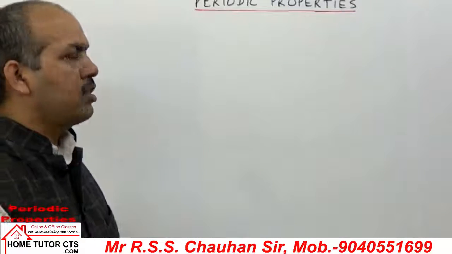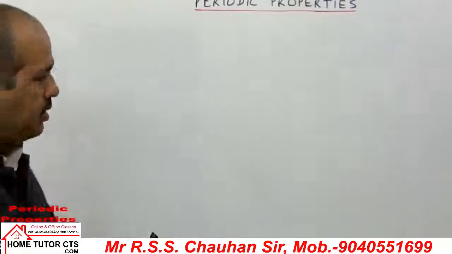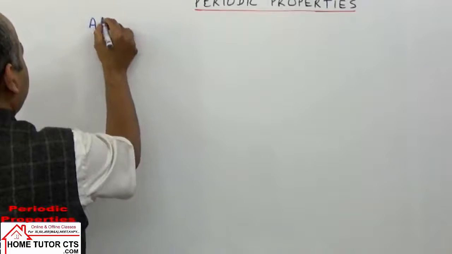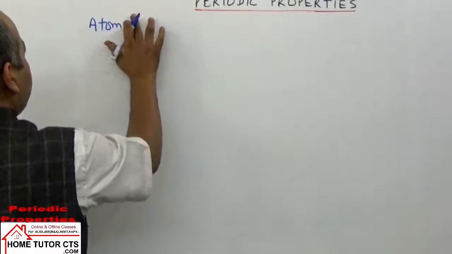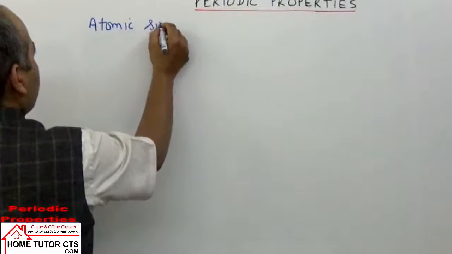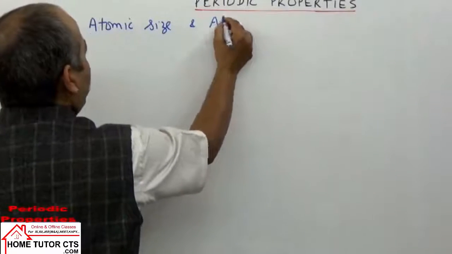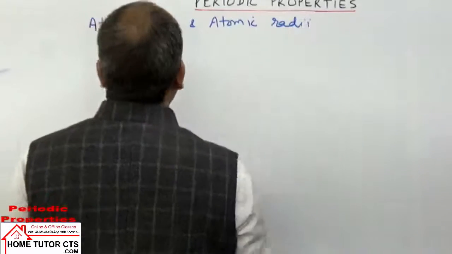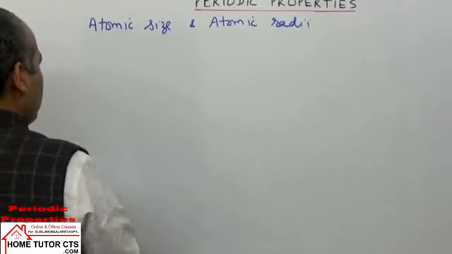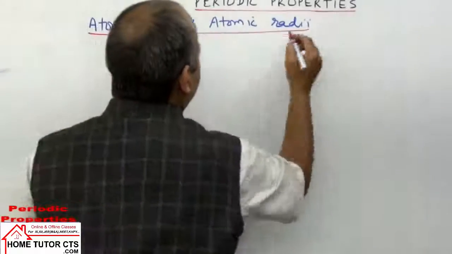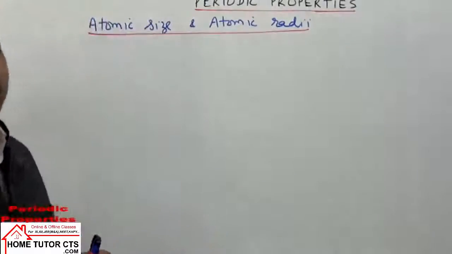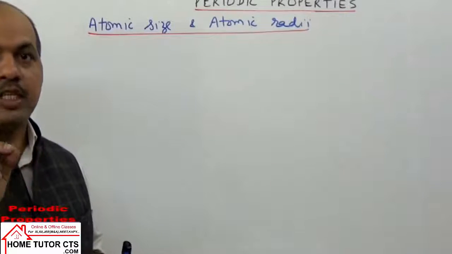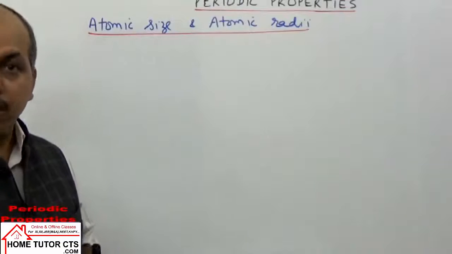So let us take the first property, atomic size. First we take atomic size or atomic radii. Size and radii are the same thing. Size here means the distance from the center of the atom, that is the nucleus, to the outermost electron.